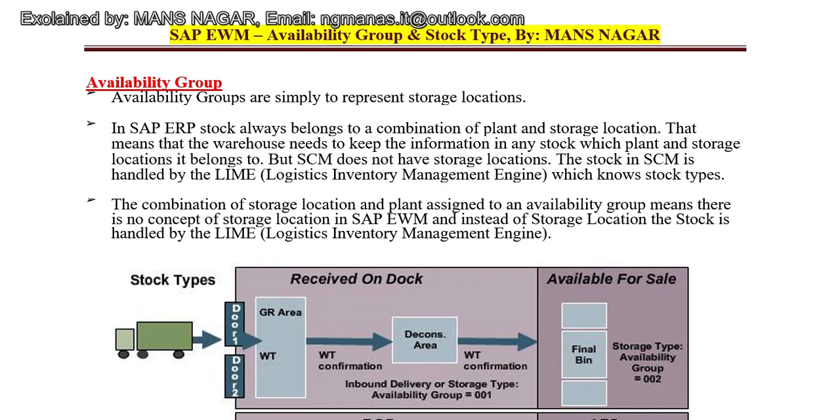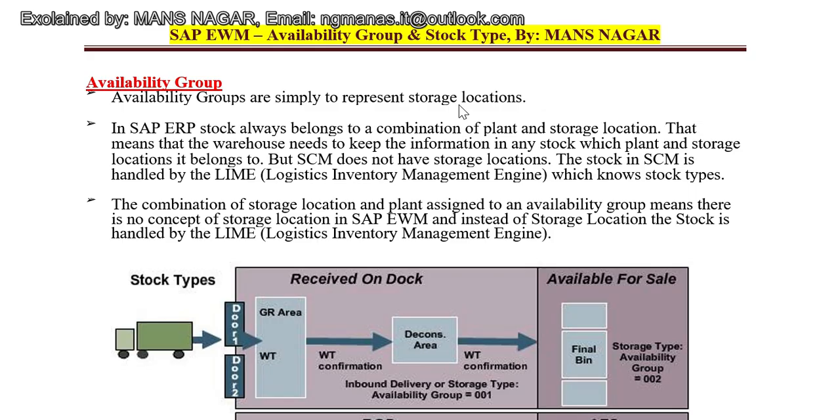So we have stocks, which are the materials, the products in the warehouse, and they are categorized into different categories in the warehouse. So when we have different kinds of stocks, how do we manage them, and what are the benefits of the availability groups? Availability groups are simply to represent storage locations. So the first point you can see, which I mentioned, is that availability groups are simply to represent storage locations.